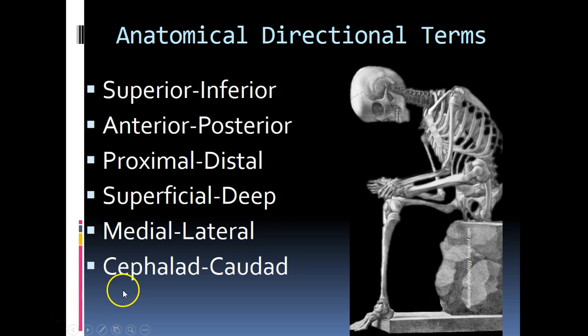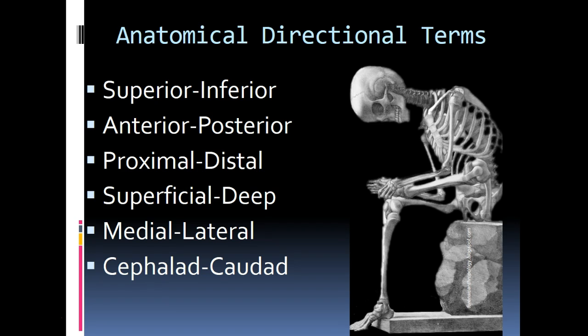So our last anatomical terms will be cephalad and caudad. And when we think about these terms, they're very similar to superior and inferior in that cephalad means towards the cranium, which is a fancy way of saying head, and then caudad would be towards the feet. So superior, inferior, cephalad, caudad, very similar in terms of anatomical directional terms.